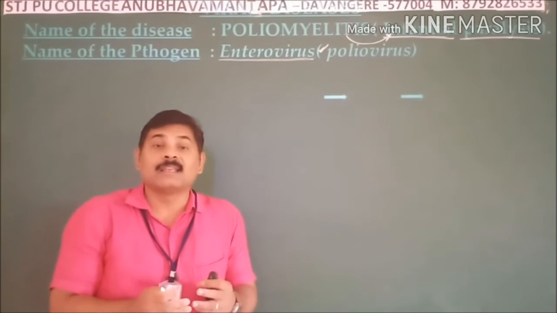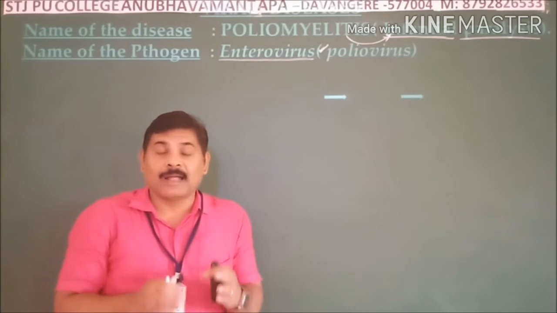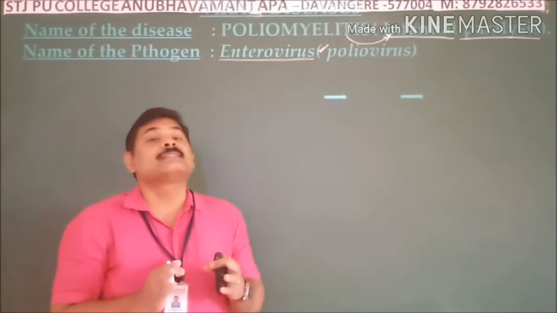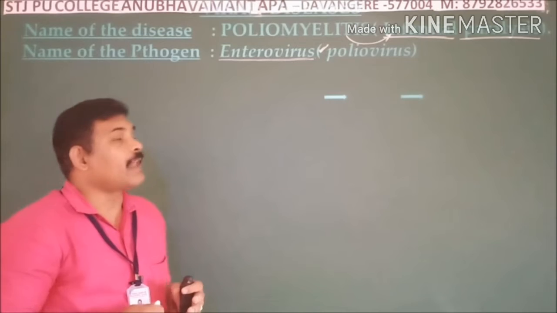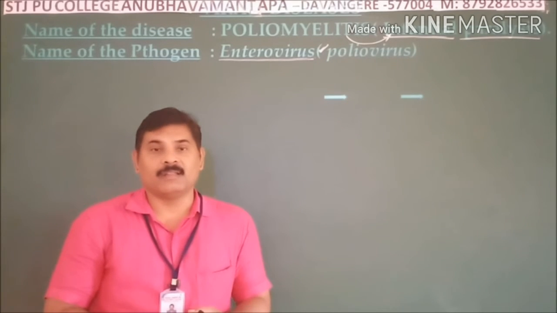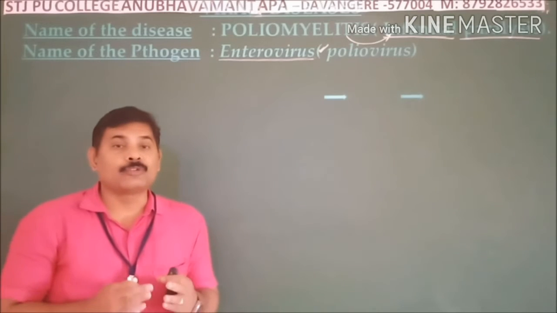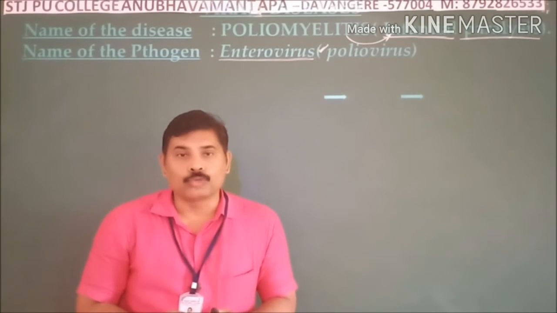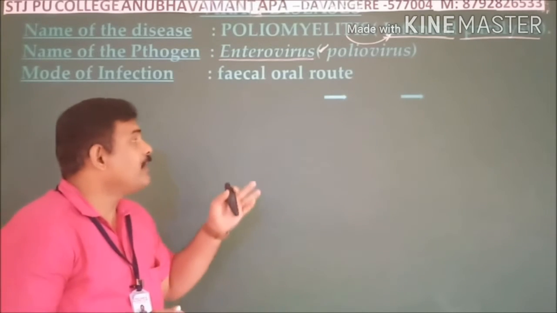Since this virus enters your stomach and lives in the intestine, it is also known as enterovirus. Then how does it get transmitted? Polio is transmitted through the fecal-oral route. I explained the fecal-oral route already.